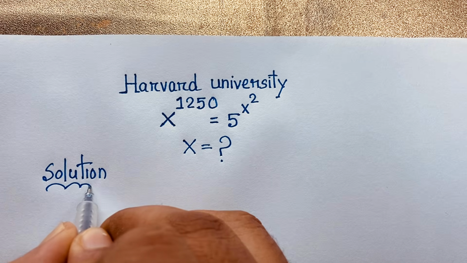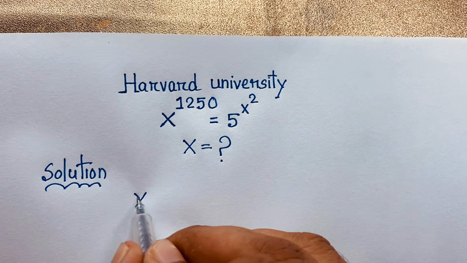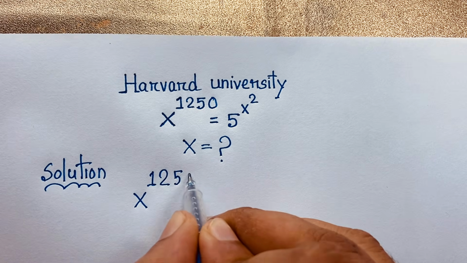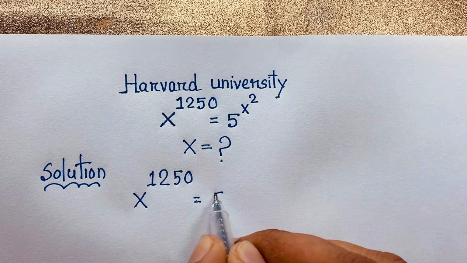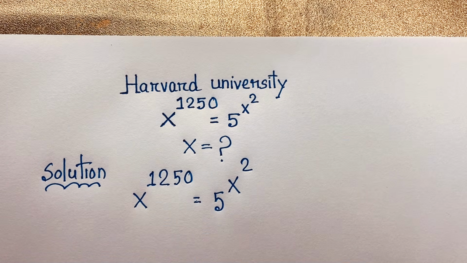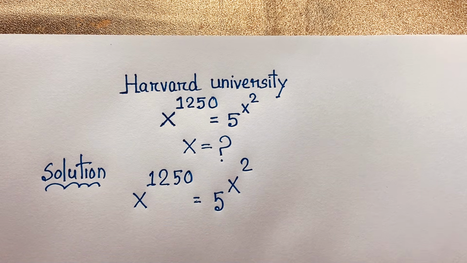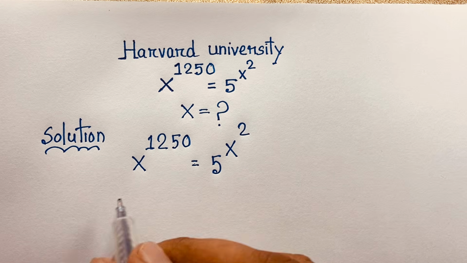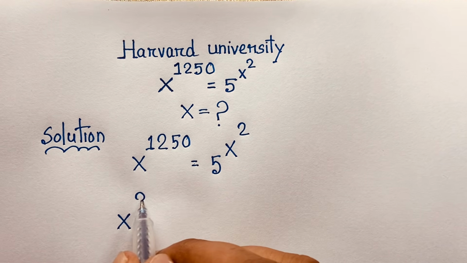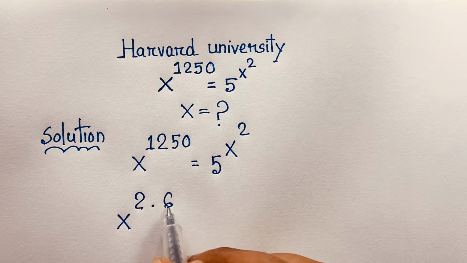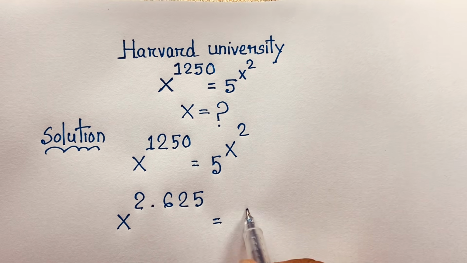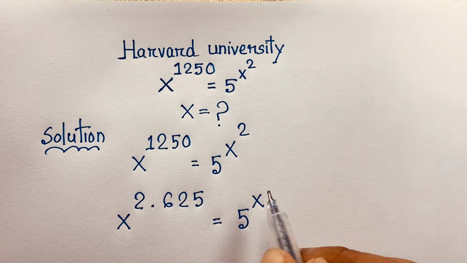Our question is x to the power 1250 is equal to 5 to the power x to the power 2. This is our question. Now, first of all, I can see easily this expression will be x to the power 2 times 625 is equal to 5 to the power x to the power 2.